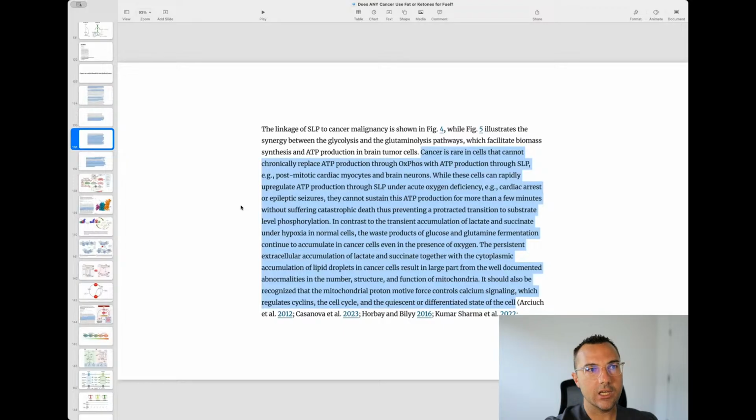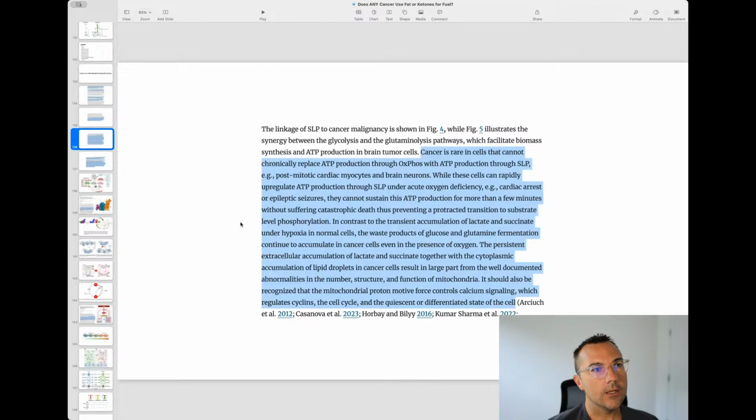In contrast to the transient accumulation of lactate and succinate under hypoxia in normal cells, the waste products of glucose and glutamine fermentation continue to accumulate in cancer cells even in the presence of oxygen. The persistent extracellular accumulation of lactate and succinate together with the cytoplasmic accumulation of lipid droplets in cancer result in large part from the well-documented abnormalities in number, structure, and function of mitochondria. It should be recognized that mitochondrial proton motive force controls calcium signaling, which regulates the cyclins, the cell cycle, and the quiescent and differentiated state of the cell.